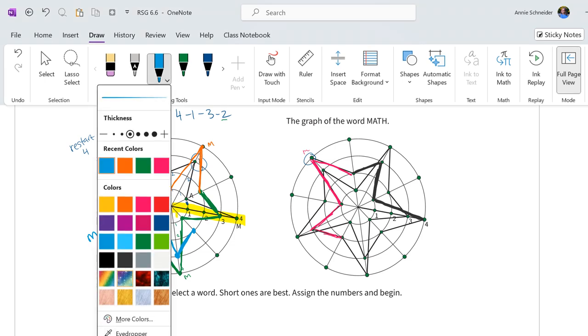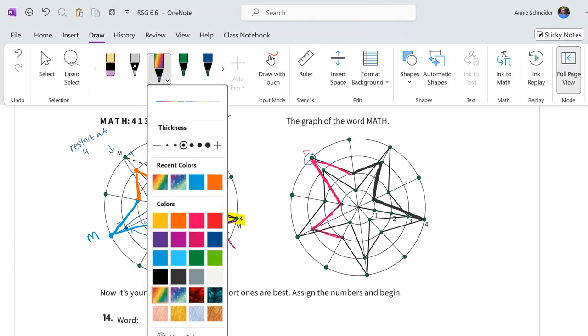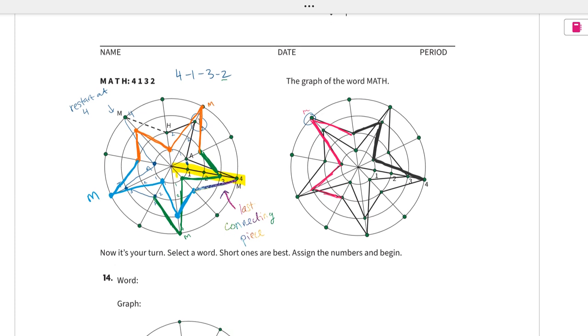Let me do this one in a fun rainbow color because it's connected. When we go back to M, we've made this connection. So that's the last connecting piece. Okay. So again, you could have done this with any letter, any word.